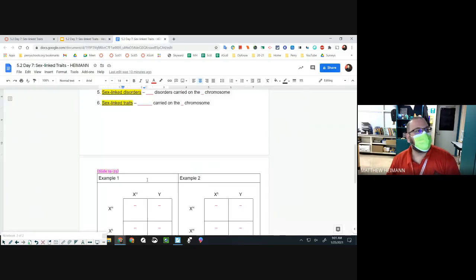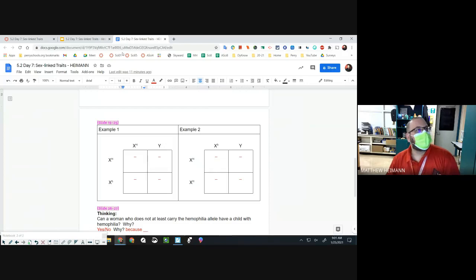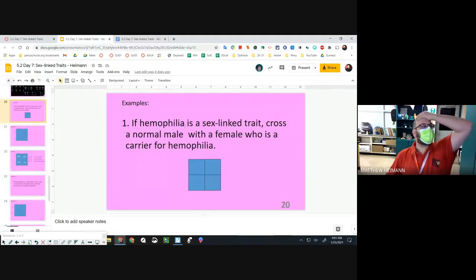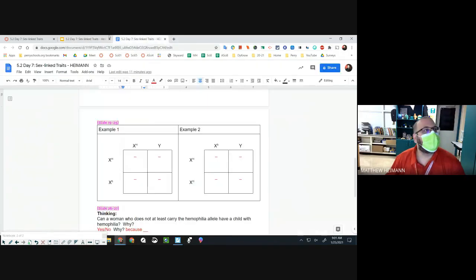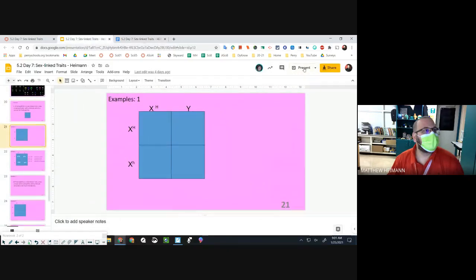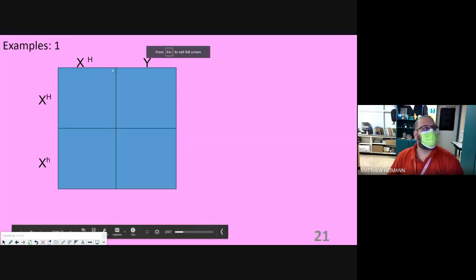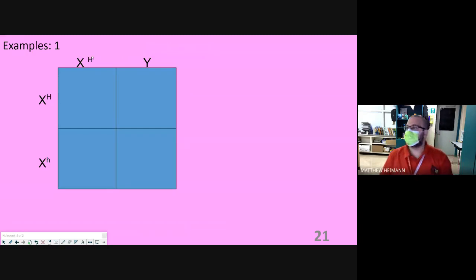So I already set it up for you all, and it was if hemophilia is a sex-linked trait, cross a normal male with a female who is a carrier for hemophilia. So the normal male has X to the capital H and then Y. So the capital H is not hemophilia, it's dominant. The female is a carrier, so she's got 1 X to the capital H and 1 X to the lowercase h.